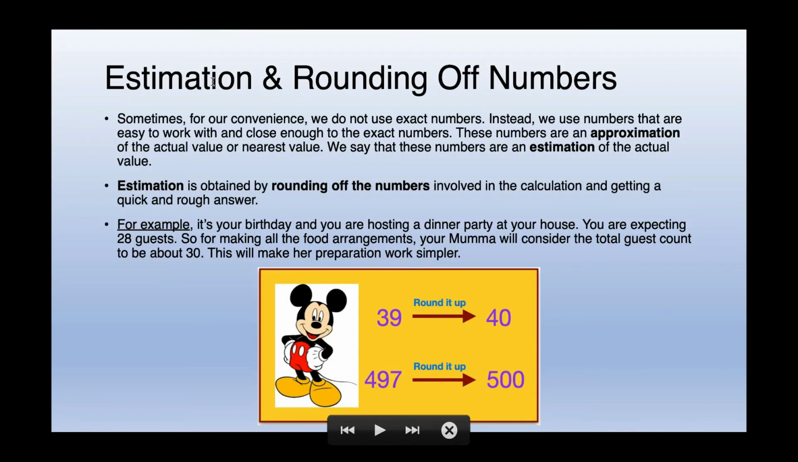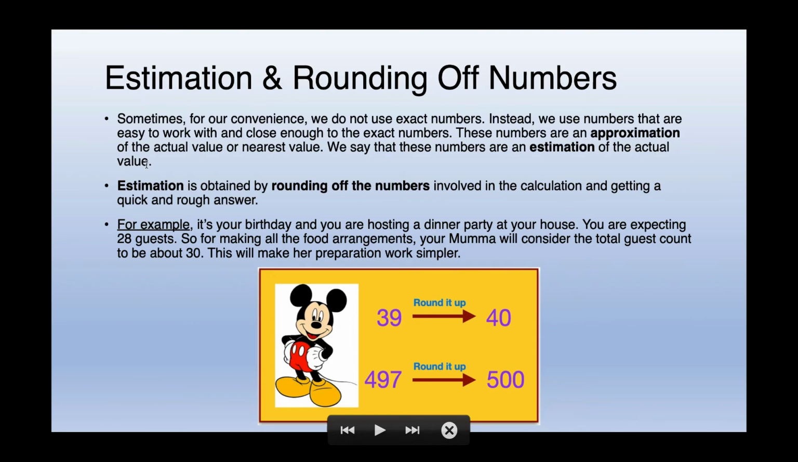Now we have estimation and rounding of numbers. Sometimes for our convenience, meaning for making our work easier, we do not use exact numbers. Instead, we use numbers that are easy to work with and close enough to the exact numbers. These numbers are an approximation of the actual value or nearest value. We say that these numbers are an estimation of the actual value.